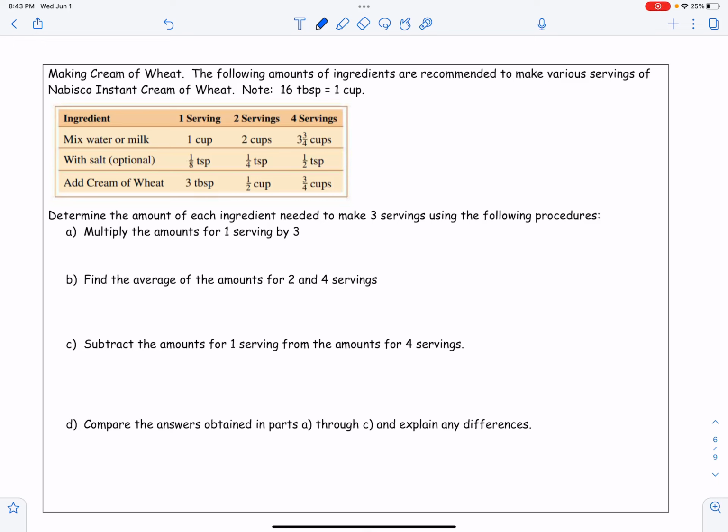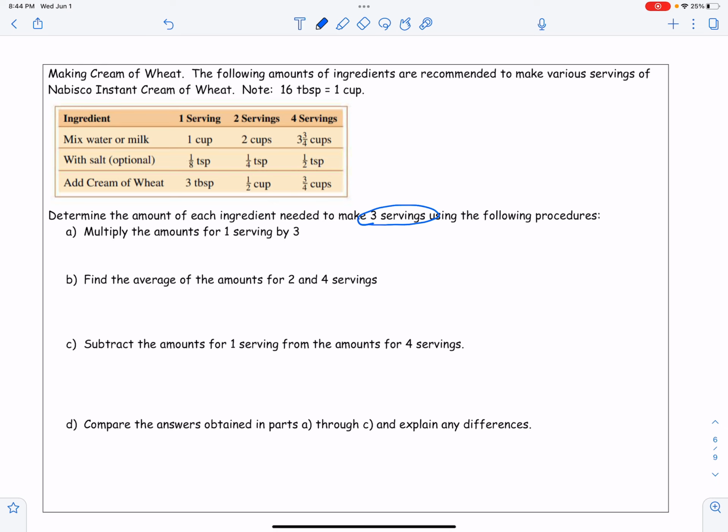Okay, so the last one that I'm going to go through with you is this one that deals with a lot of fractions. And that's why I'm going to do it, because I know how most of us feel about fractions. So I'm going to work through this one with you, and then the last two are just a couple of for fun problems. All right, so what we're asked to do here is look at 3 different ways that we could use the information given in the table to compute for 3 servings.